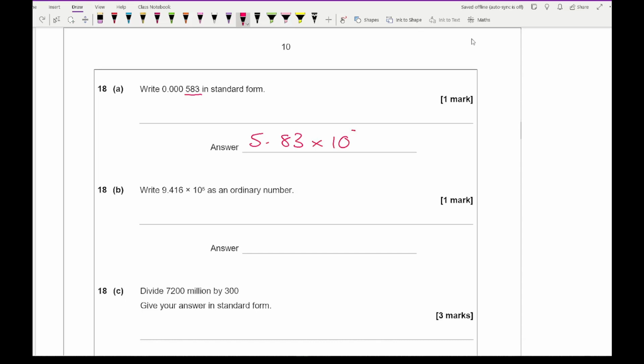So then focusing on the decimal point of 5.8, I then just need to count the number of places I've moved it. So that's 1, 2, 3, 4, so it's going to be to the power of minus 4.